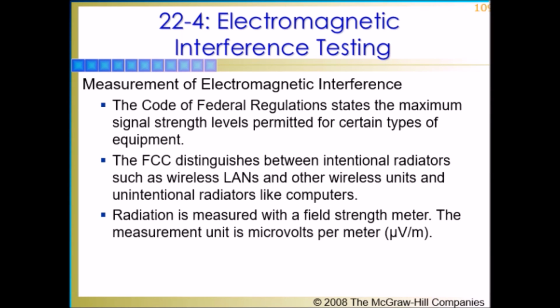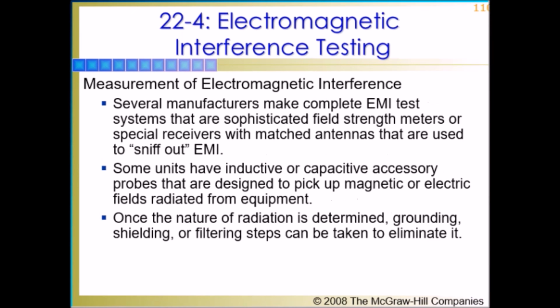Measurement of electromagnetic interference. The rules and regulations pertaining to EMI are given in the Code of Federal Regulations, Title 47, Parts 15 and 18. Anyone working in the communication field should have copies of the code, which can be obtained from the Government Printing Office. Essentially, these guidelines state the maximum signal strength level permitted for certain types of equipment, the accepted level of radiation varying considerably depending upon the type of equipment, the environment in which it is used, and the frequency range.